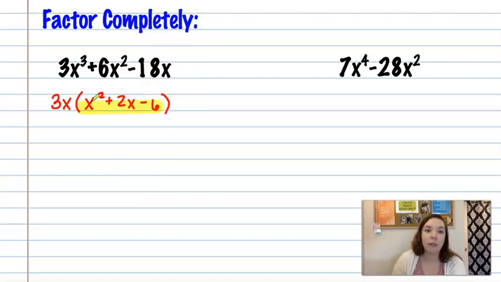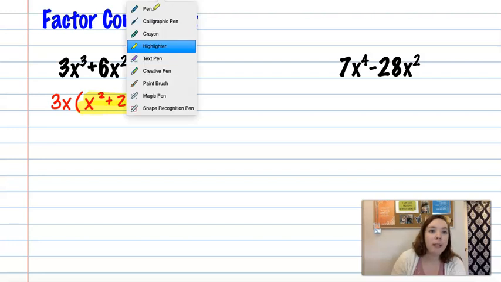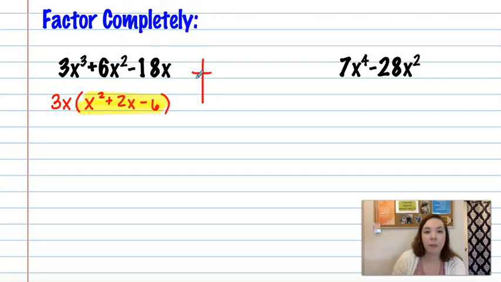Okay, now I want to continue factoring this trinomial here. Now my leading coefficient is 1, so that means I want factors that multiply to be negative 6 and add to be 2. So let's see, I could do 6 and -1, that would give me 5. Or I could do -3 and 2. That would give me -1 though. I don't think I have any factors that multiply to -6 and add to be 2.